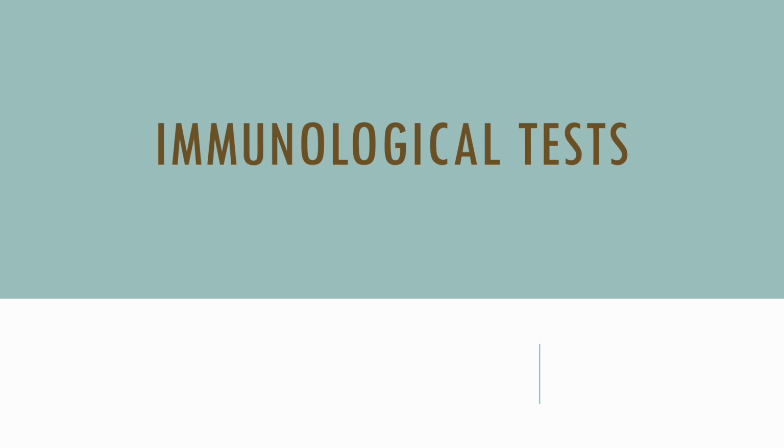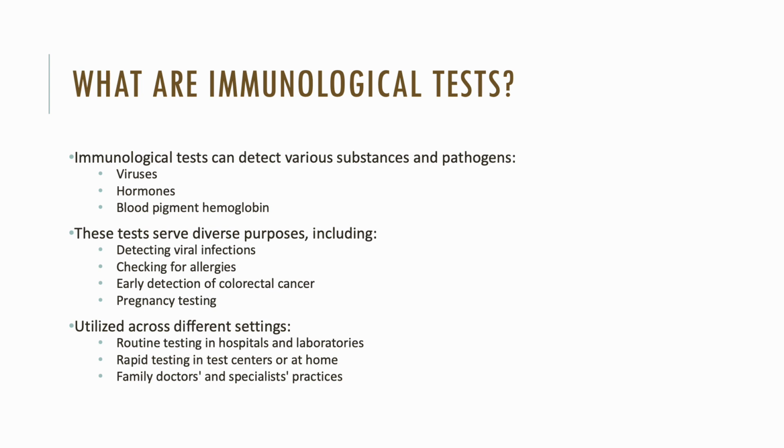Now, let's learn about immunological tests. Certain substances or pathogens can be detected with the help of immunological tests. These include viruses, hormones, and the blood pigment hemoglobin.